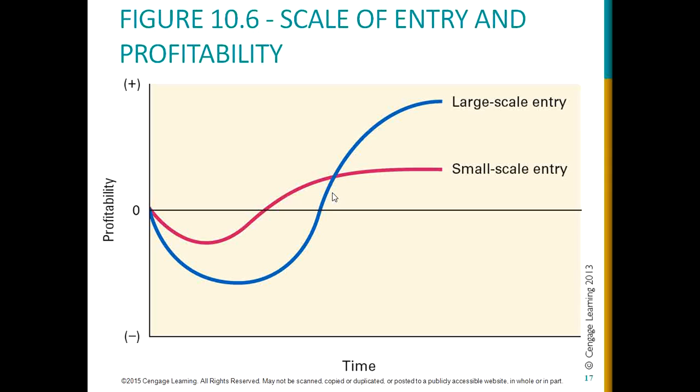Large-scale entrants rapidly realize scale economies, build brand loyalty, and gain access to distribution channels, which increases profitability and makes new ventures successful. In contrast, small-scale entrants may find themselves handicapped by cost disadvantages, weak brand loyalty, and poor access to distribution channels. That is what we are seeing here in this figure: the relationship between scale of entry and profitability over time, for successful small-scale and large-scale ventures.